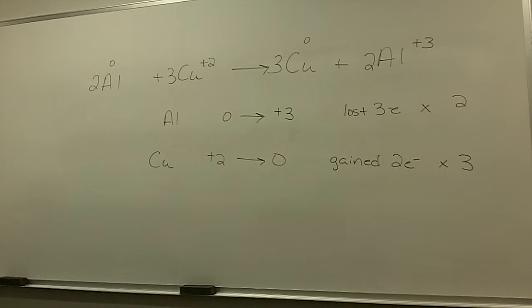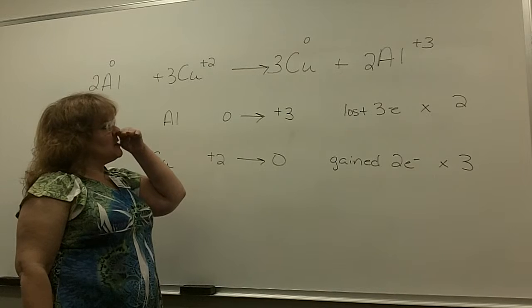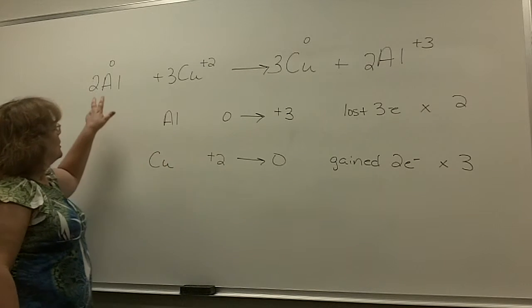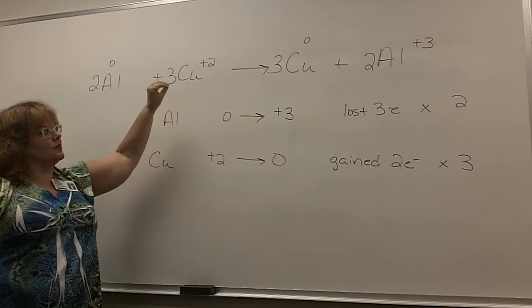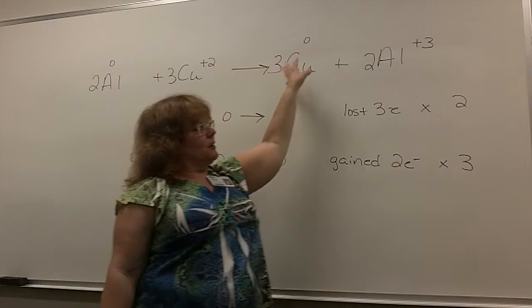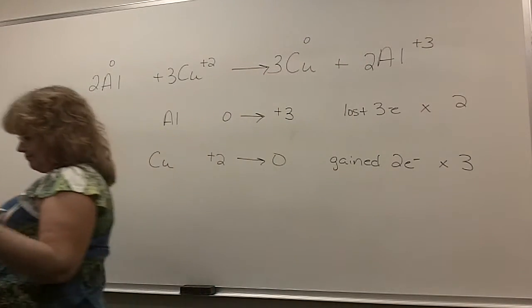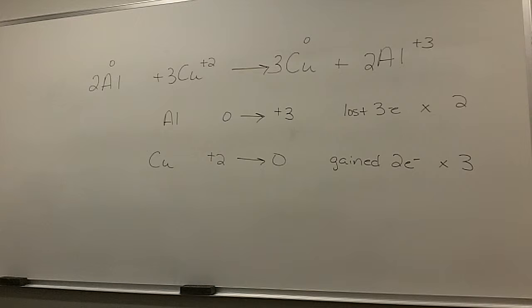Again, to me, it's much easier just to balance equations the old-fashioned way. But this is representing what really happened. If we had 2 moles of the aluminum going in and 3 moles of the copper going in, that means we've got 6 electrons here trading places and 6 electrons here trading places. And this is called using half reactions.